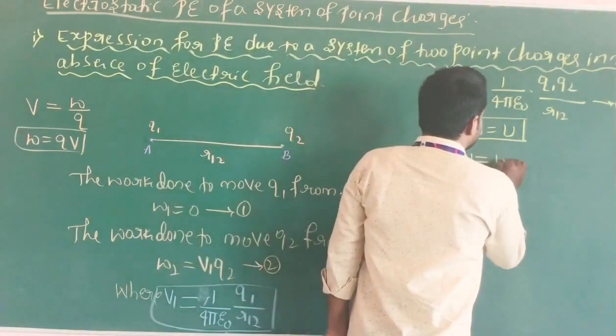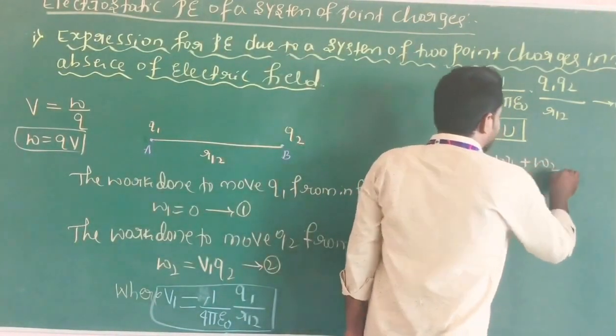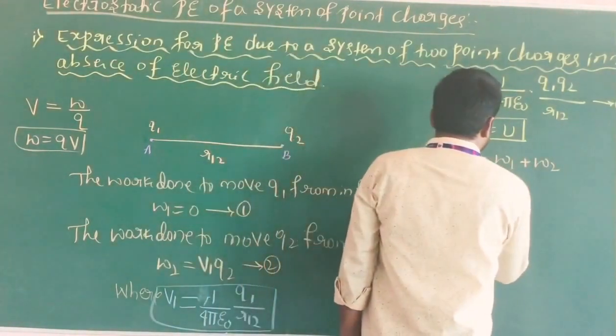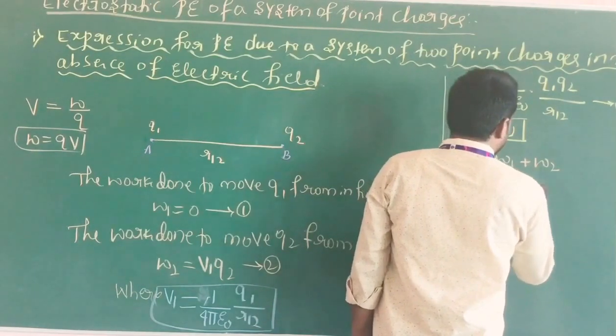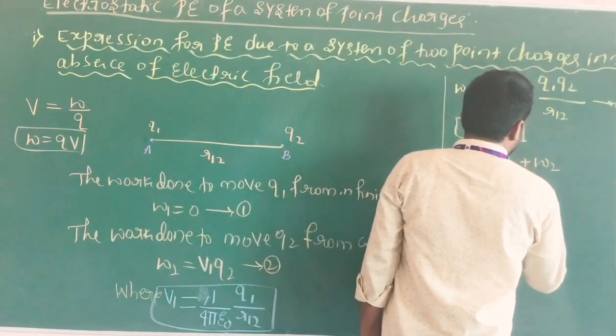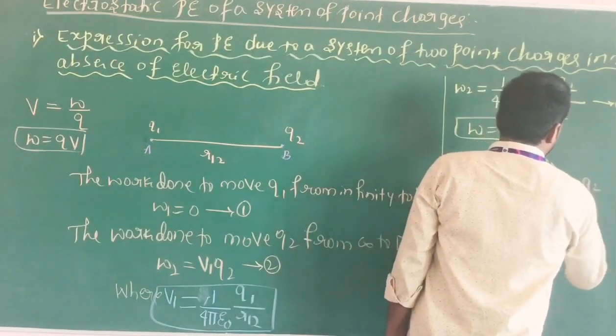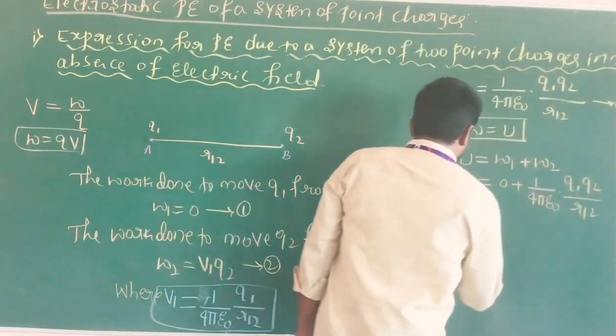That is U is equal to W1 plus W2. Substitute the values of W1 and W2 here. W1 is equal to 0 and W2 is equal to 1 divided by 4 pi epsilon naught Q1 into Q2 divided by R12. We get the equation.